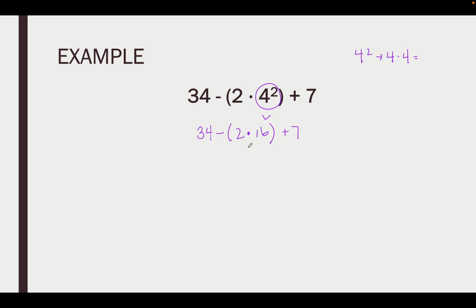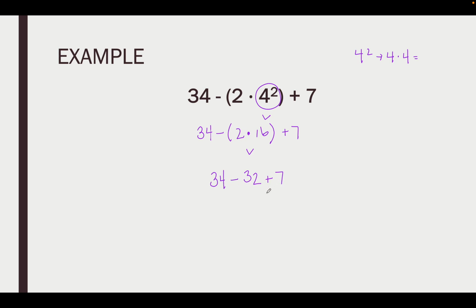We are still working in our parentheses because we still have an operation to do there, so we are going to now multiply 2 times 16, which is 32. At this point, since I am finished with what's inside the parentheses, I can get rid of them. And then lastly, we have 34 minus 32 plus 7.